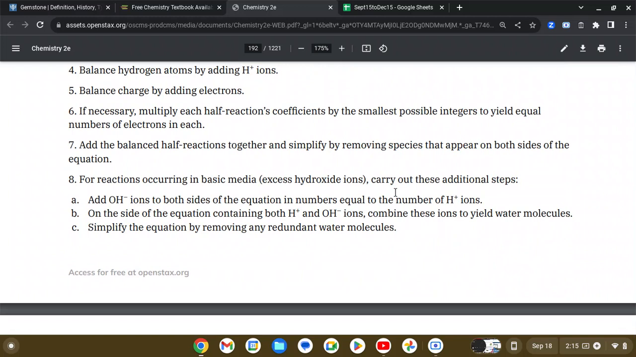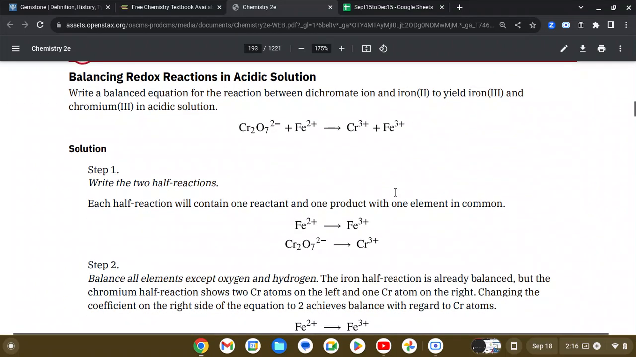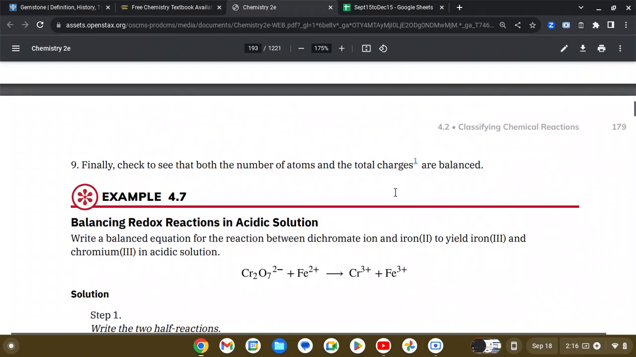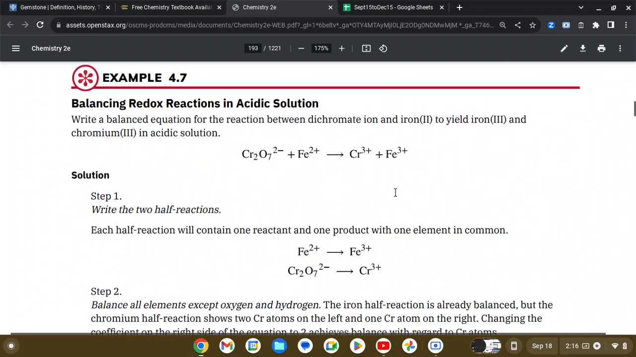For reactions occurring in basic media, excess hydroxide ions, carry out these additional steps. 8. Add hydroxide ions to both sides of the equation in equal numbers to the H+ ions. 9. On the side of the equation containing both H+ and OH- ions, combine these ions to yield water molecules. 10. Simplify the equation by removing any redundant water molecules. 11. Finally, check to see that both the numbers of atoms and the total charges are balanced.